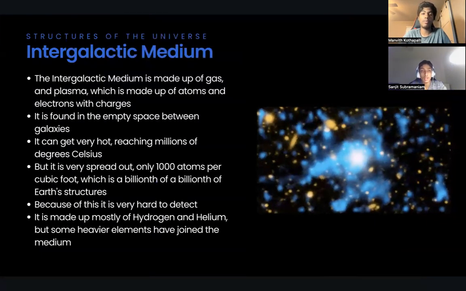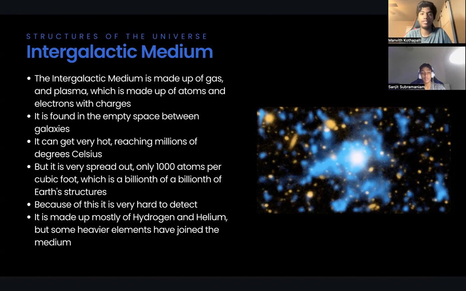Now, Sanjay will be talking about the intergalactic medium. The intergalactic medium is made of gas and plasma, which is a mix of atoms and electrons with an electric charge. It is found in the space between galaxies, and it can also get super hot, reaching millions of degrees Celsius. But the medium is also very thin, only 1,000 atoms per cubic foot, which is a billionth of a billionth the density of Earth's atmosphere.